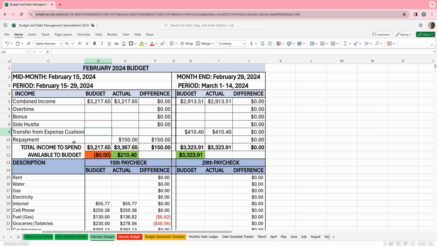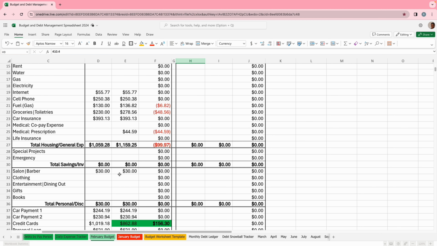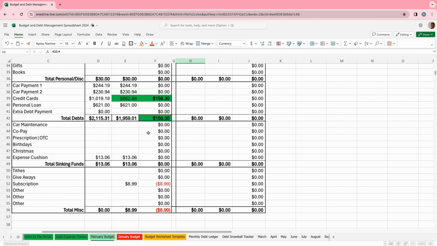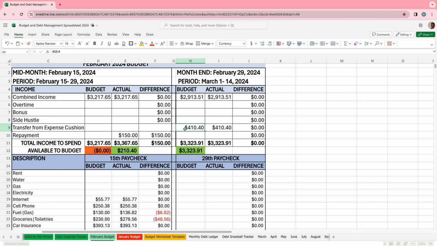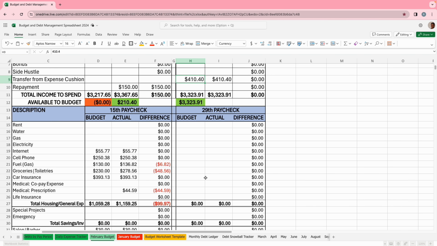I had $200 in that expense cushion account at the end of January. When I completed my February 15th budget, I had this 210.40. So when I closed out this budget transferring this 210.40, that's where I get this 410.40 from in my expense cushion account. I also transferred $13.06 into the expense cushion account, but I'm going to see if I'll be needing that $13. I don't want to leave that account really empty. So let's get into allocating these funds.